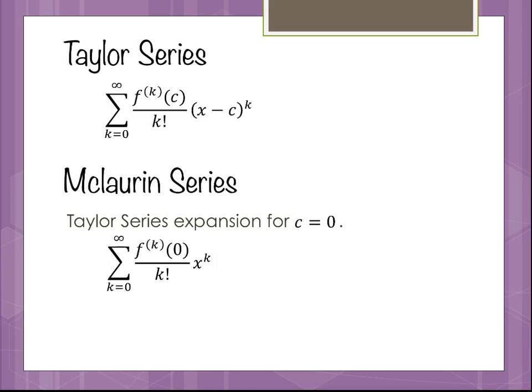And then you should be aware of the Maclaurin series simply because it's a very specific example of a Taylor series. It's the case when c equals 0. And so we evaluate the kth derivative at the x equals 0 value, and then we just end up with x to the k since c was 0.